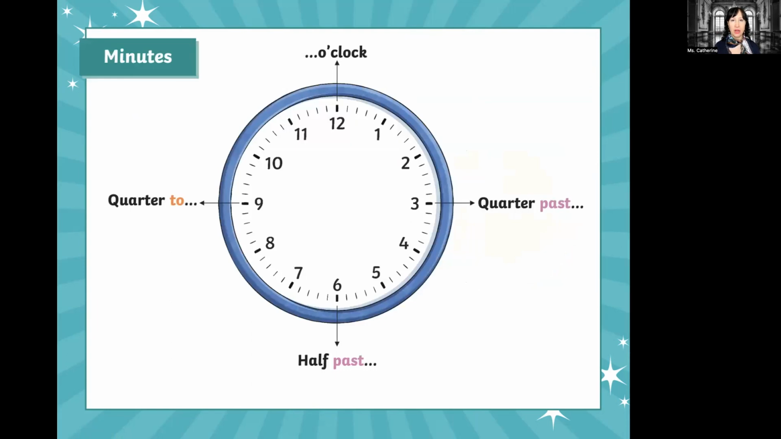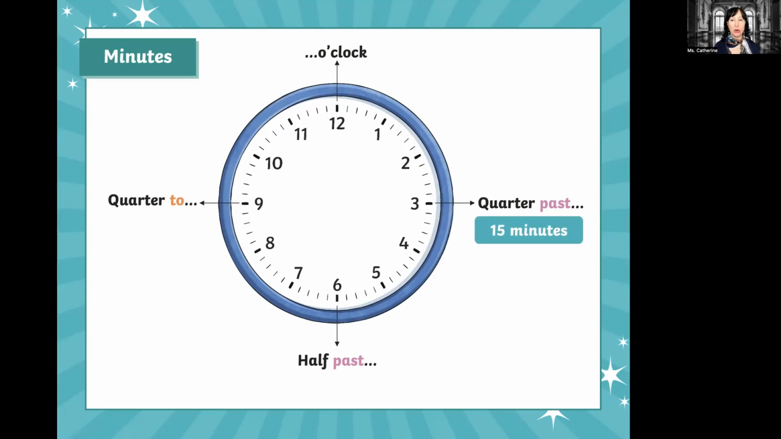Okay, so now we see the minutes here. We have o'clock. This would be 0 minutes. On the 3, this would be quarter past. On the 6 would be half past. The 9 would be quarter to. So when we say quarter to would be the next hour. When we say past, it's past the hour.